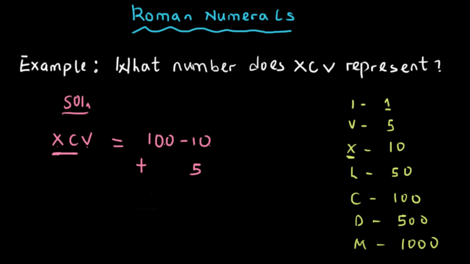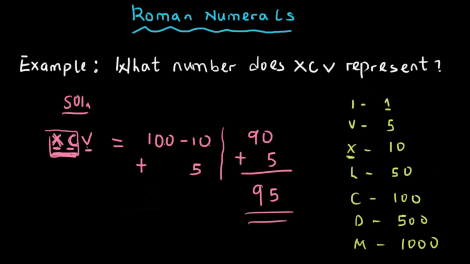Do you understand that? Now, because we have XC, a smaller symbol behind a bigger symbol, we subtract this. We subtract X, which is 10, from C, which is 100. And then we now add V, which is 5. Does that make sense? So this will give us 100 minus 10 is 90. So we have 90 plus 5, which is 95. I hope you understand. Let's take one more question.